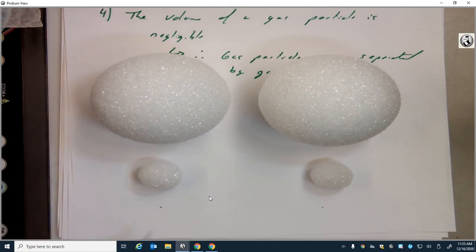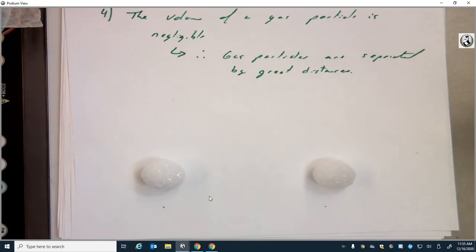Now, when we're talking about gas particles, they're extremely small. So since they're so small, there's going to be relatively big distances between them, right? And that's what number 4 is telling us. Okay, so hopefully this helps you out a little bit with number 4.